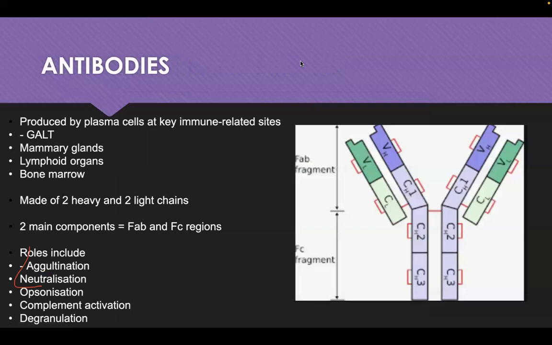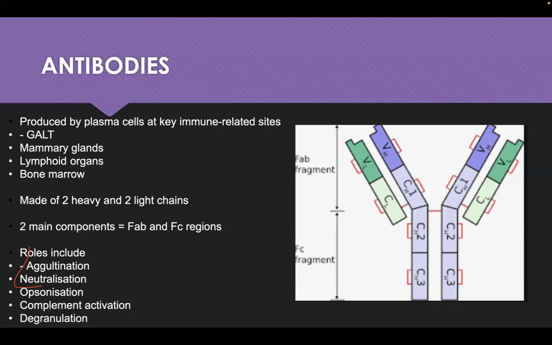Antibodies and immunoglobulins can be referred to as both in your textbooks, if some people are finding that confusing. They are specialized proteins which are produced by plasma cells, and these are released at specific sites. So we have GALT, which is the gut-associated lymphoid tissue, the mammary glands, the lymphoid organs, which are things like the lymph nodes and the spleen, and also the bone marrow. So this is where they are synthesized.